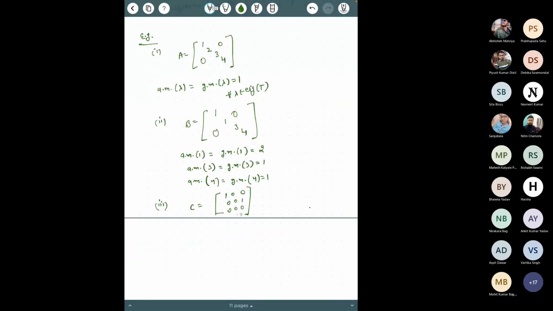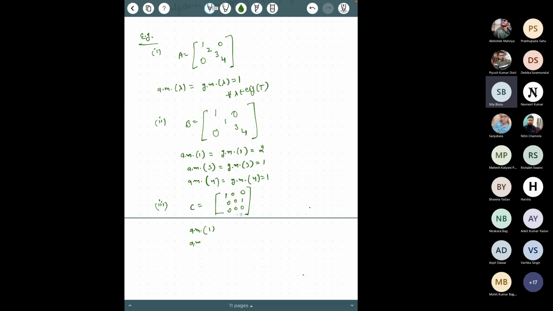What are the eigenvalues of this matrix? 1, 0, 0. So the two distinct eigenvalues are 1 and 0. So what is the algebraic multiplicity of 1?